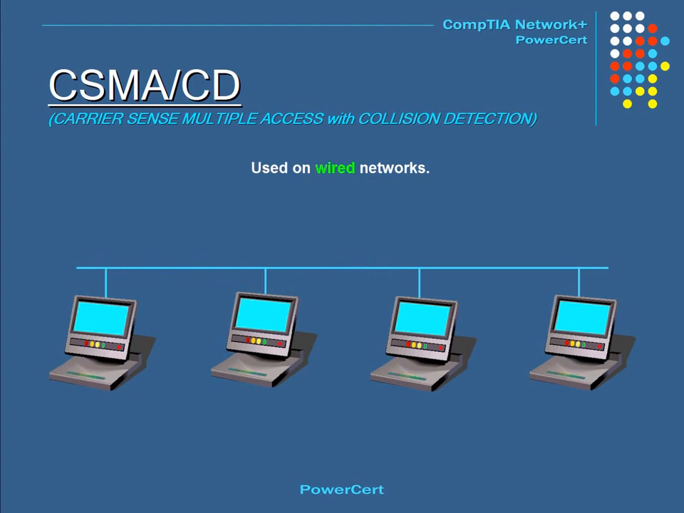And this method works by each computer first sensing if the wire is idle. And if it is, it sends its data, therefore avoiding any collisions. But if you have two computers trying to send data at the same time, a collision will happen. And if a collision happens, the computers will wait a random amount of time and retry to send their data.